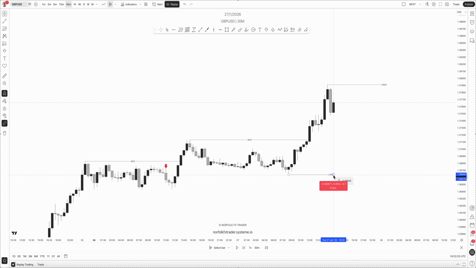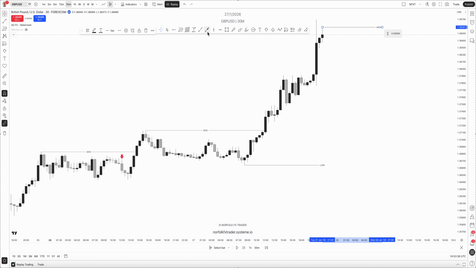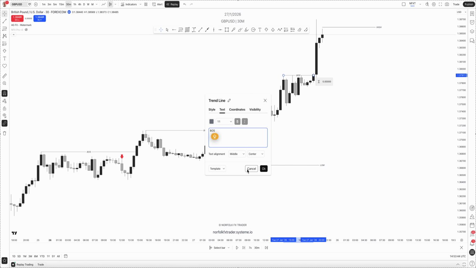That means for a shift in structure to go bearish, price has got to come all the way down here to break that low. Let's continue and see where price goes. So we're running higher and we break to the upside again. So now we can add a new break of structure. It's this simple, guys, this simple. So now we have another break to the upside, bullish.